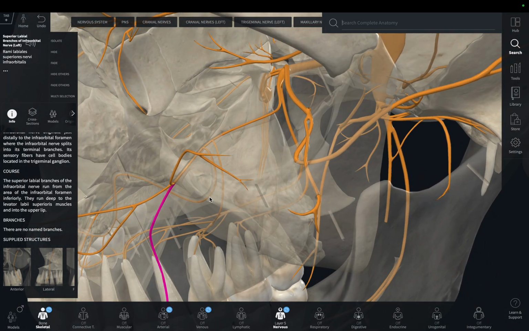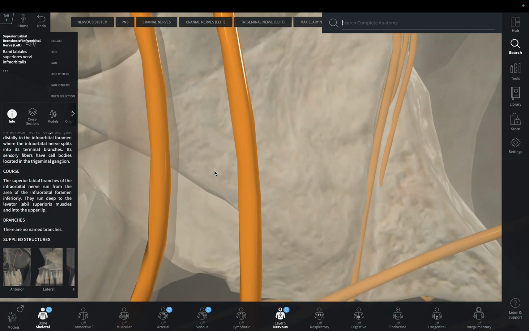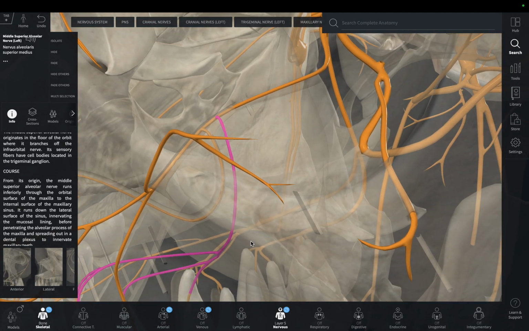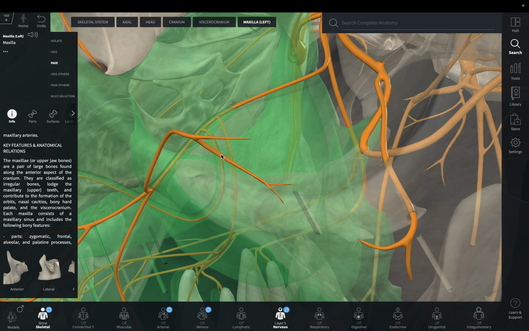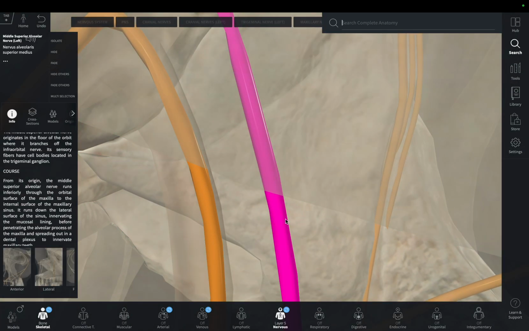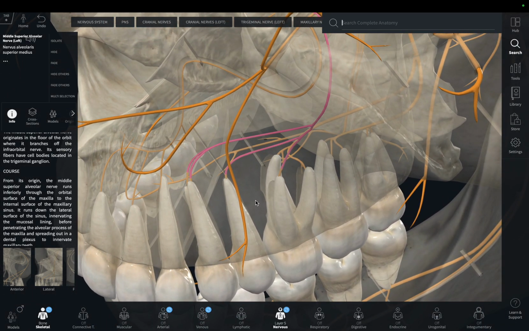Before it exits the face, it gives off 2 branches. The middle superior alveolar nerve, which is only present in 30 to 80% of people. This one. It supplies the premolars, occasionally the first mesiobuccal root of the maxillary first molar, and the premolars.